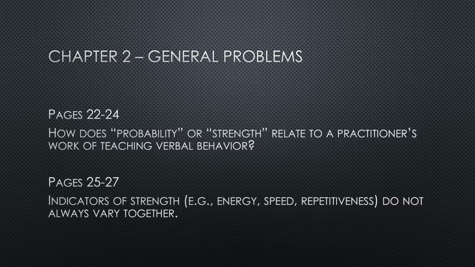Indicators of strength other than probability, such as energy, speed, and repetitiveness, don't always vary together. Someone may speak quietly at a whisper, or say the quote-unquote correct thing but repeat it unnecessarily, or speak at a normal volume but very slowly. How then would you determine whether a given operant is strong in a learner's repertoire? Again, it all comes back to probability. The likelihood that what the verbal community deems correct, what they are likely to reinforce, is emitted under appropriate circumstances.